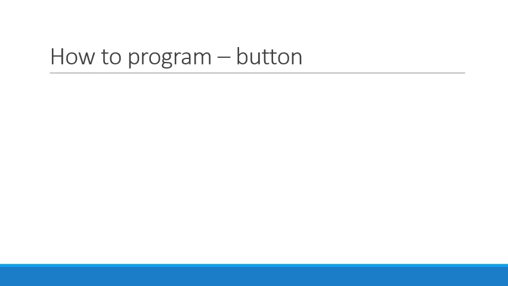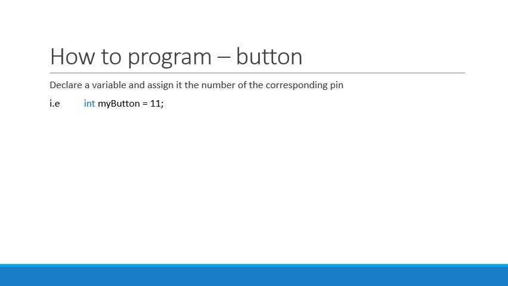Now, how to program your button, or how to program your Arduino to use your button with it. It's quite simple. The first step is to declare a variable and assign it the number of the corresponding pin. Something like this: integer, my button is equal to 11. We know by now that this 11 is the digital pin that we are attaching our button in real life to on the Arduino. So we have assigned it a variable, my button. Then the next thing is to declare a variable for the button state and set it to 0. Button state is equal to 0, which is also an integer.